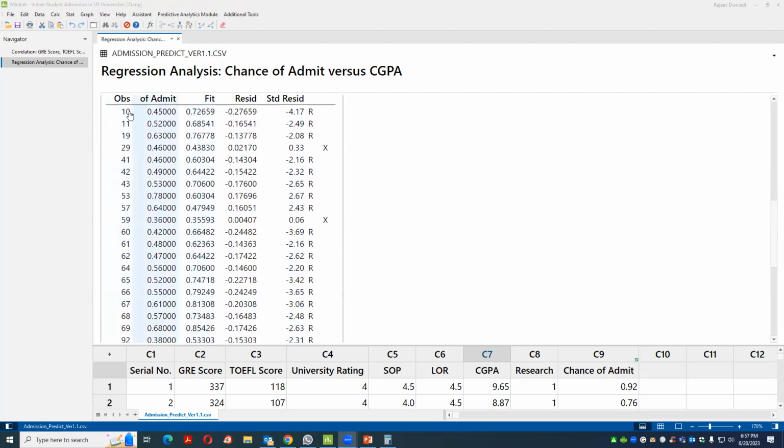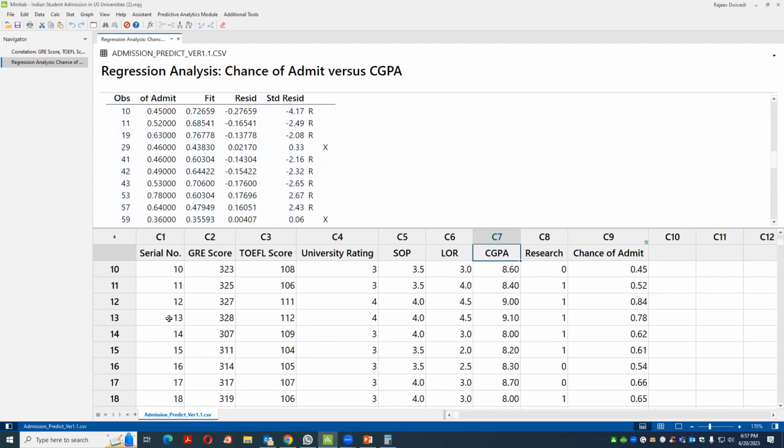Let's say I'm going to observation number 10. So 10 is this. GRE score 323, where the chance of admission is 45%, and his GPA is 8.6. Very high GPA, but only 45% chance of admission. Whereas another one has a GPA of 8, which is lesser, but the chance of admission is more.